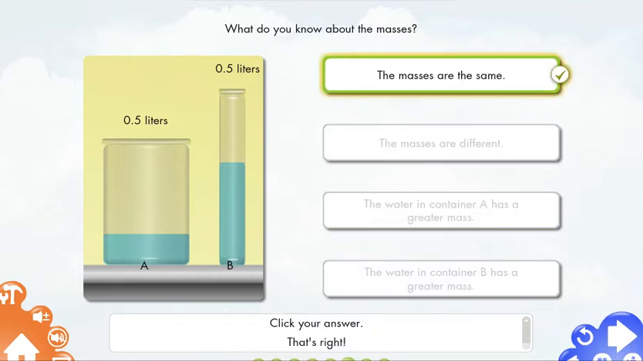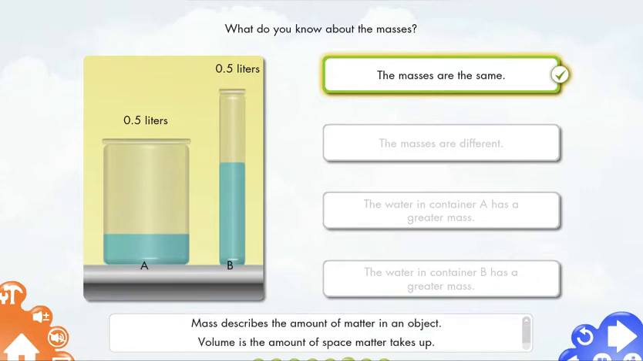That's right. Mass describes the amount of matter in an object. Volume is the amount of space matter takes up. Both containers hold the same type of matter, water. Therefore, if the volume is equal, then the masses are equal.